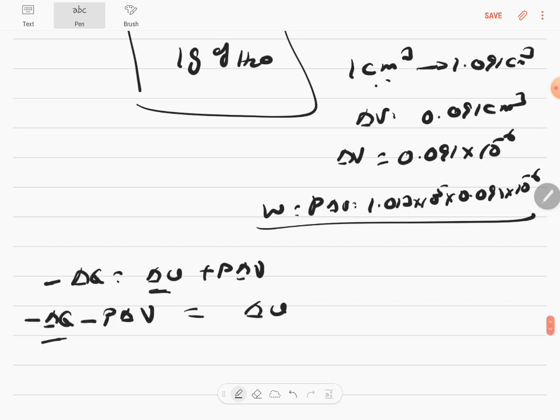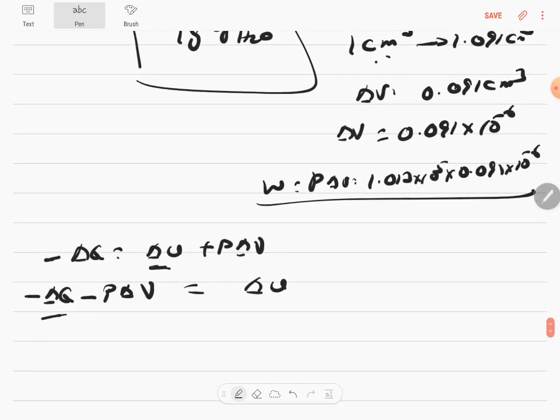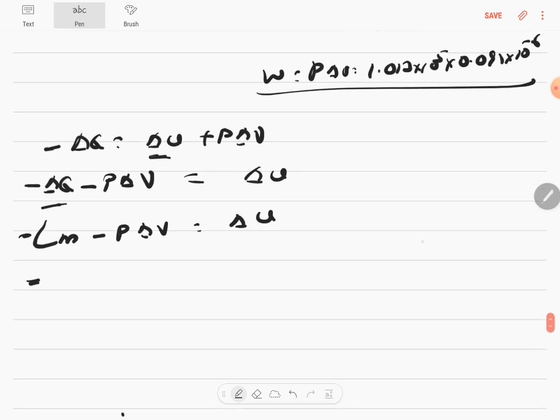How to find delta Q? Delta Q, here again it is latent heat, so it's L into M with a minus sign. Minus P into delta V is equal to delta U. Minus L, latent heat has been given in the question. It's been given as 80 calorie per gram. That's called latent heat of fusion, and the previous one was latent heat of vaporization.